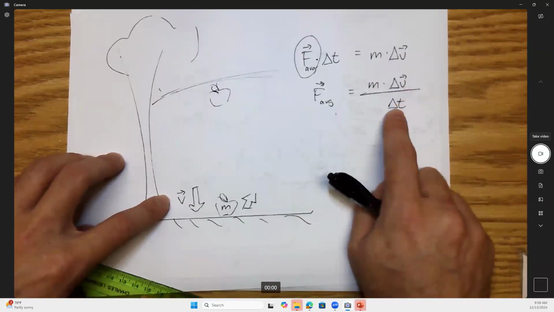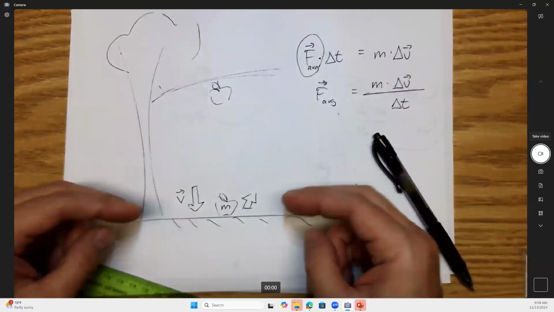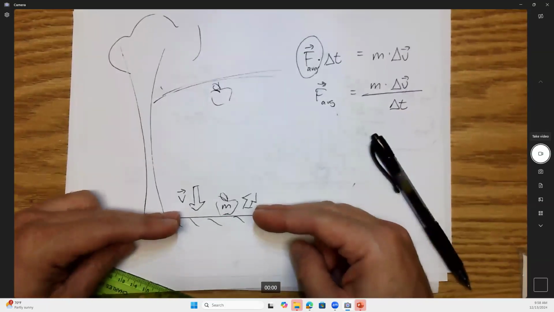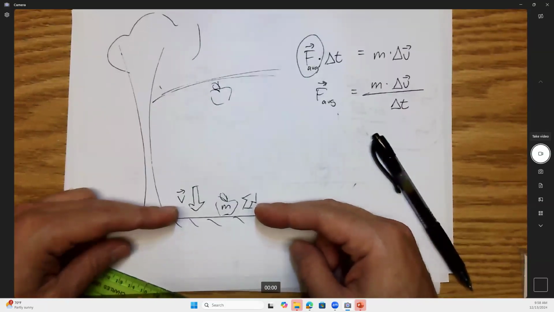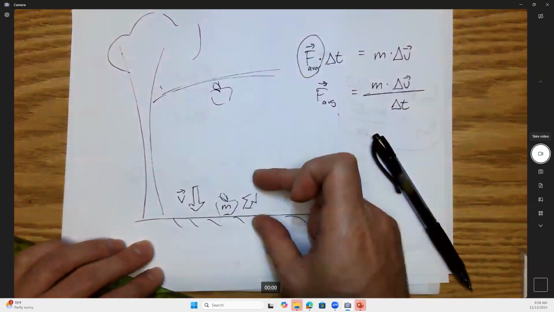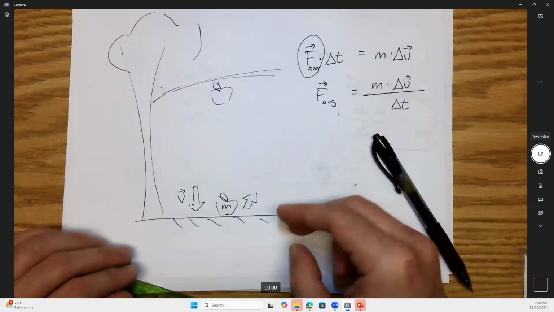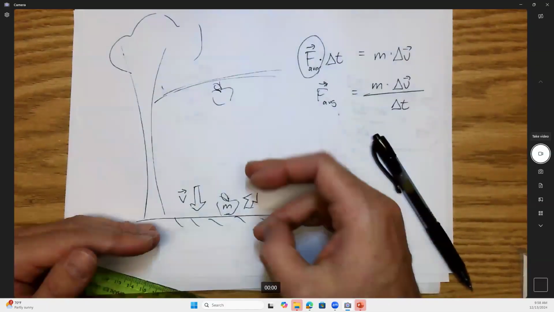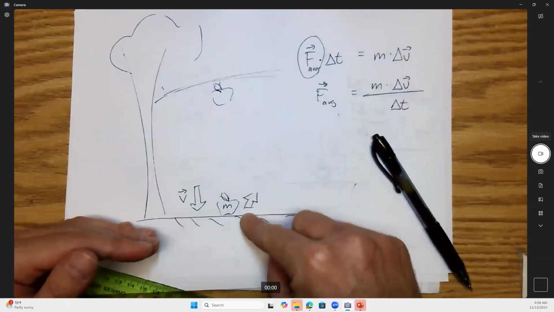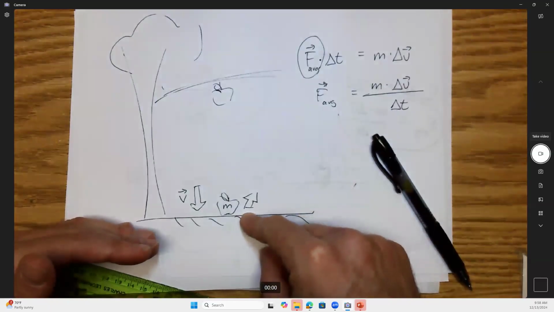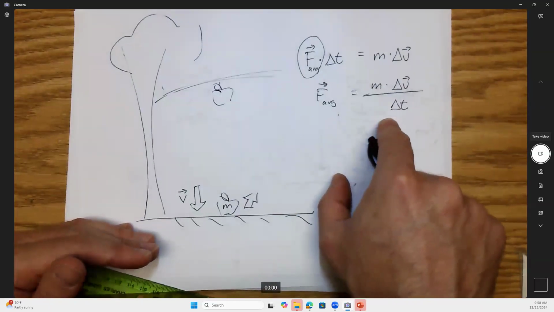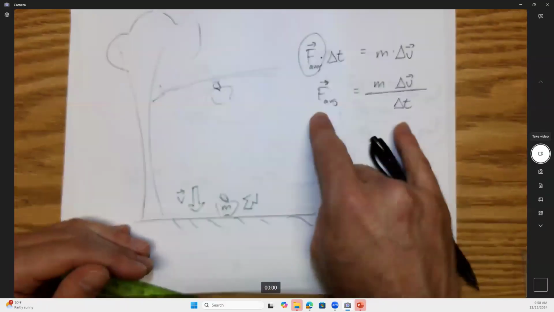And how about that time interval? Suppose that the ground was muddy, and so the time interval is like a whole second. It takes a whole second to come to a stop. So that'd be some amount of force. But what if it's hard concrete ground, and the time interval is like a hundredth of a second? Guys, if that time interval is getting smaller, smaller, smaller, what's happening to the force?